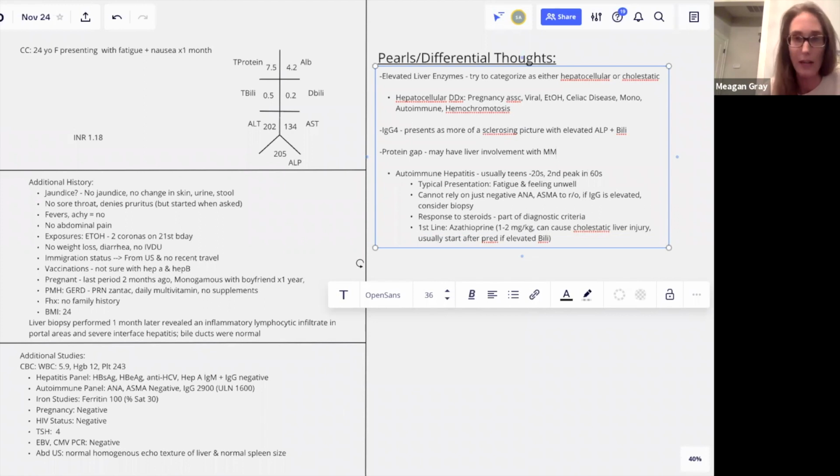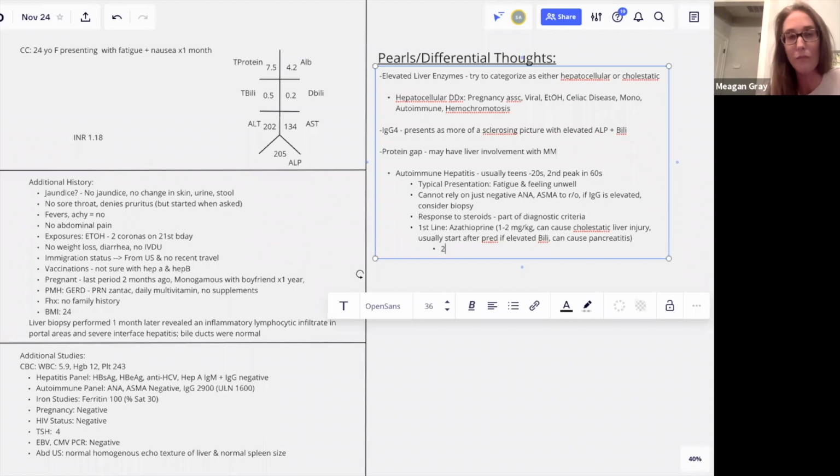Of course, pancreatitis is a risk of azathioprine. And for patients who don't tolerate it for whatever reason, CellCept, or mycophenolate, is a great second line option. It works really well too.